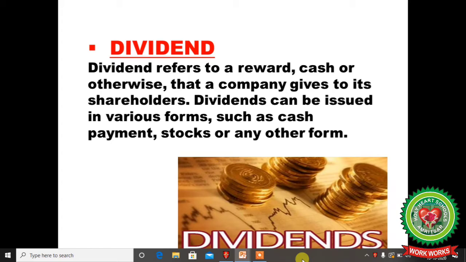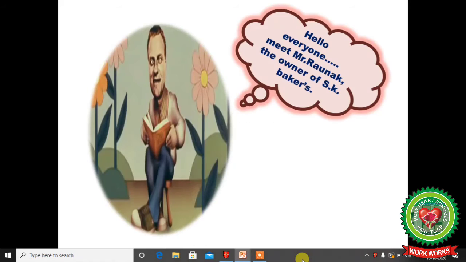Dividend. A dividend is simply a profit which is provided to the shareholders. The debenture holder receives interest, but the shareholder receives the dividend. Dividend refers to the reward, cash or otherwise, that a company gives to its shareholders. Dividends can be issued in various forms such as cash payment, stocks or even other forms.